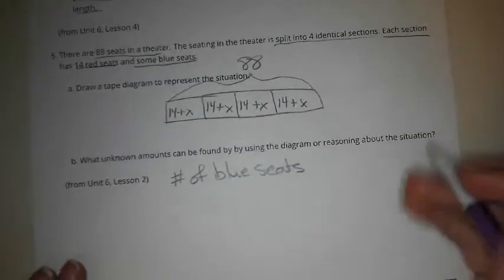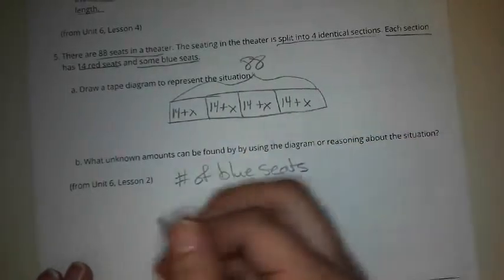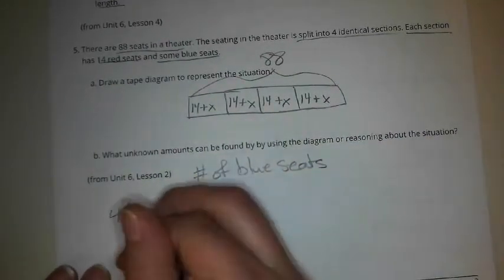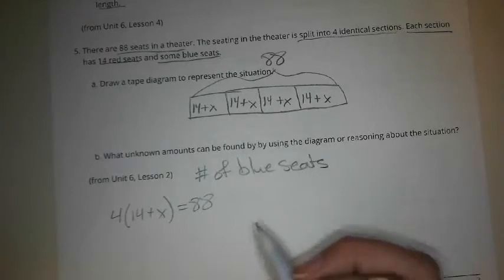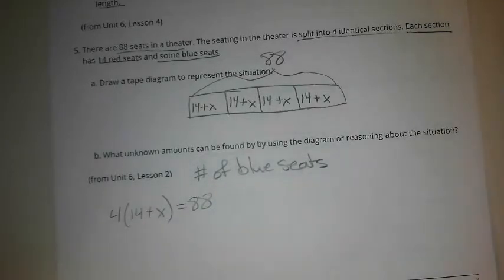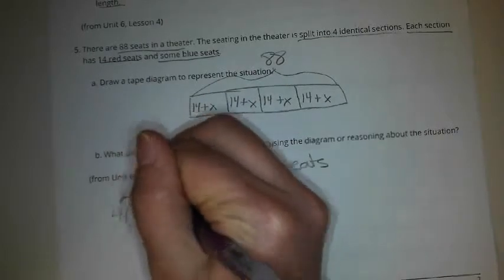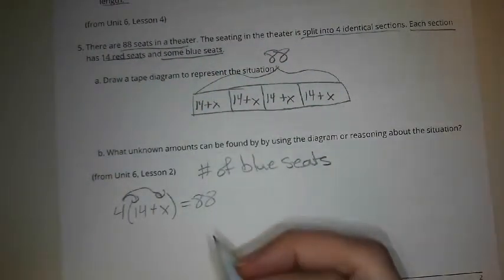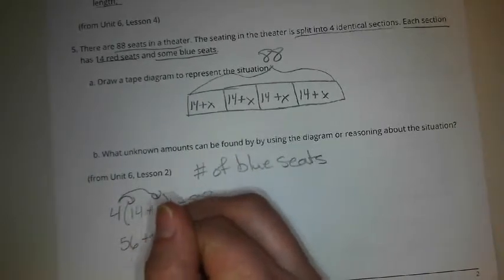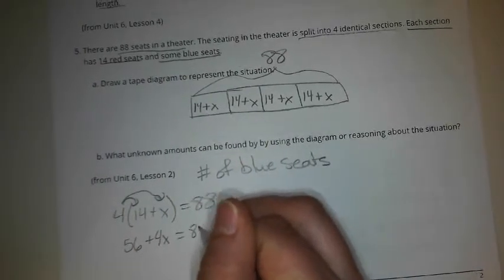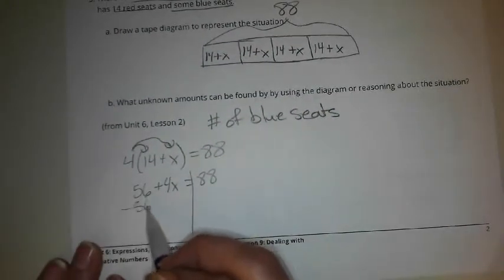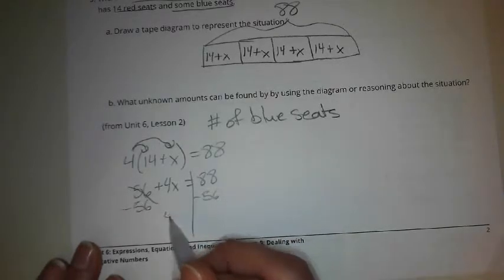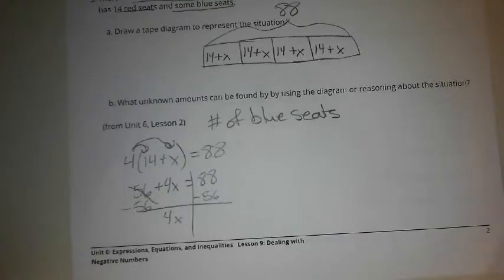So let's go ahead and find that. What I have here is 4 sections of 14 plus X, and that total equals 88. So using the distributive property, I'm going to take 4 times 14 and 4 times X. So 4 times 14 is 56, plus 4 times X is 4X, equals 88. All right, splitting it into 2 sides here, I would subtract 56 from both sides.